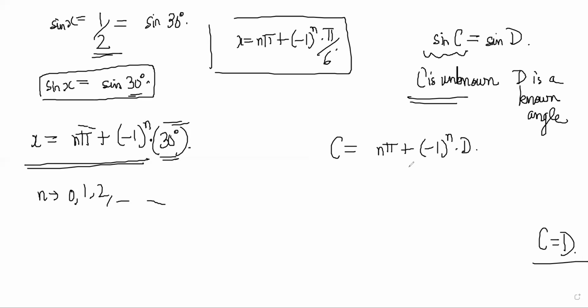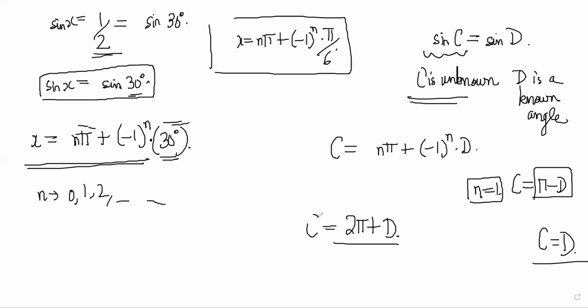Yes, sir. Correct. Another angle is C is equal to pi minus D. If you put C is equal to pi minus D, see sine 180 minus D will be sine D, right? That comes when n is equal to 1. Then the third one will come 2 pi plus D when n is equal to 2. C is equal to 2 pi plus D and so on, right? So this is the general solution of a sine x equation. When sine x is equal to a certain value, you can write x is equal to n pi plus minus 1 to the power n times whatever that angle was.